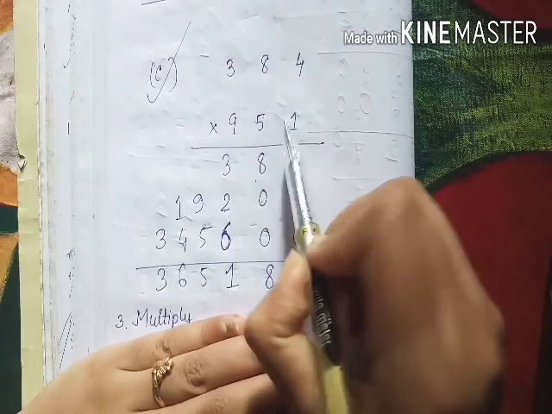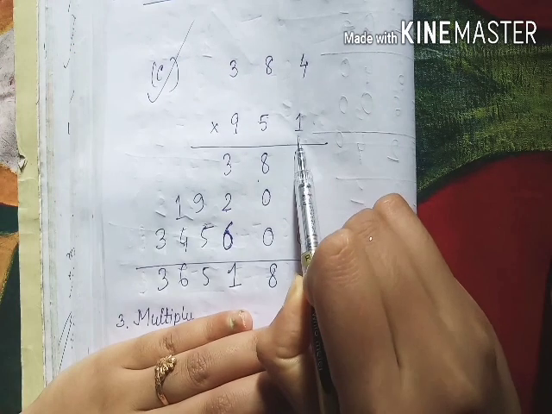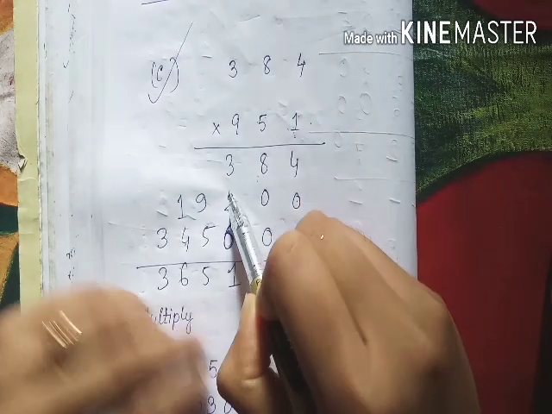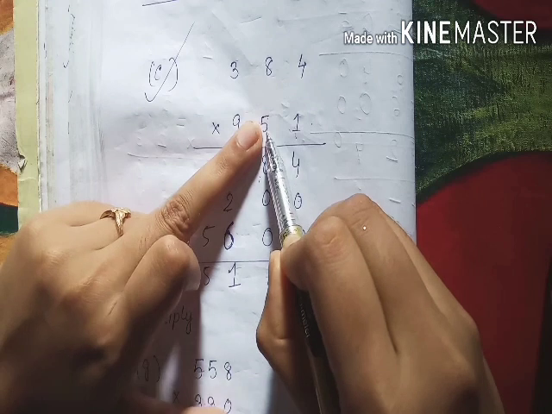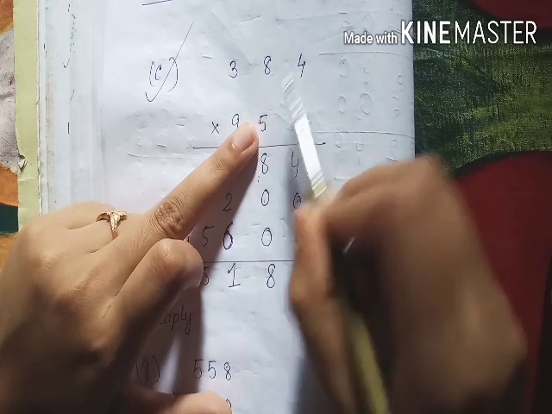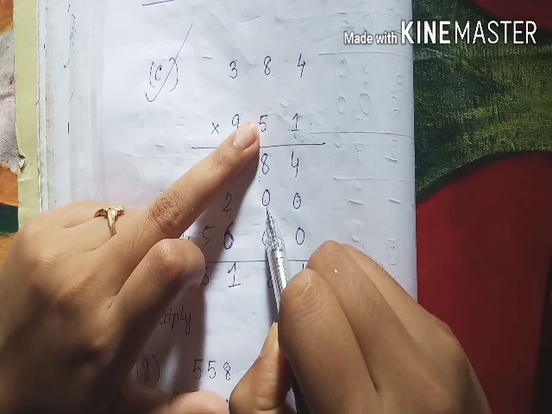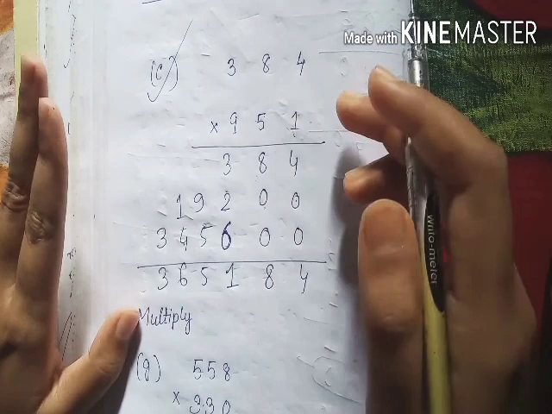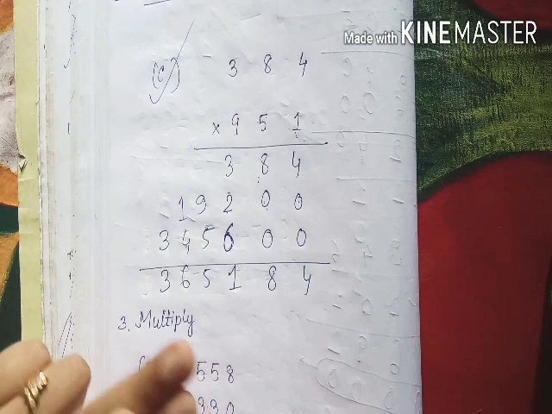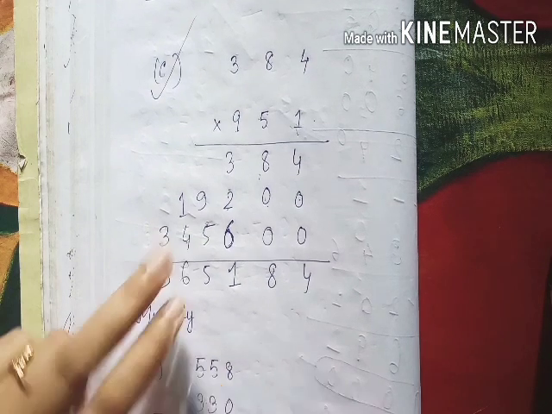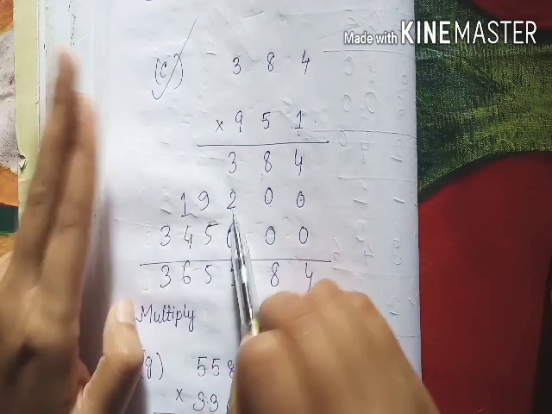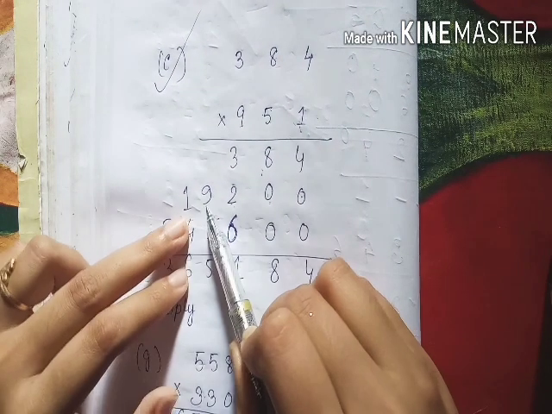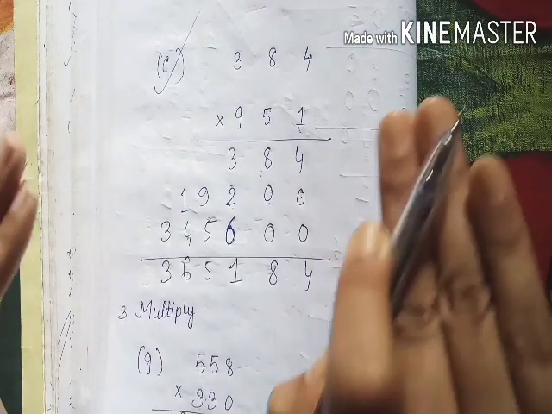So we will start from the ones place. 1 4s are 4, 1 8s are 8, 1 3s are 3. Now we will do the tens place. The ones place will be 0, so 5 4s are 20, carry 2. Here I'm writing 0, carry 2. 8 5s are again 40, and here we have 2, plus 2, so 42, carry 4. Then 5 3s are 15, plus 4 will be 19. So our tens place is also done.